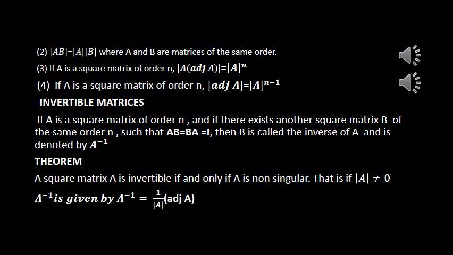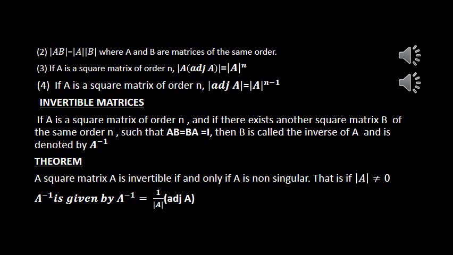Suppose the determinant is not equal to 0, then its inverse is given by the formula A raised to minus 1 equal to 1 by determinant A into adjoint A. What is the formula, children? A inverse is equal to 1 by determinant A into adjoint A. In the chapter on matrices, you learned the method of finding the inverse of a matrix by row transformation and column transformation. But here we are finding the inverse using determinant and adjoint.